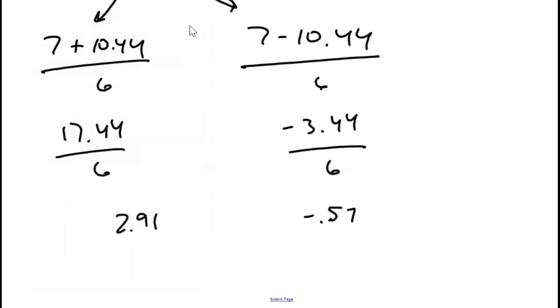And so x equals 2.91 as well as negative 0.57. And that is how you do the quadratic equation. Make sure to put it in standard form first and then just solve it out.